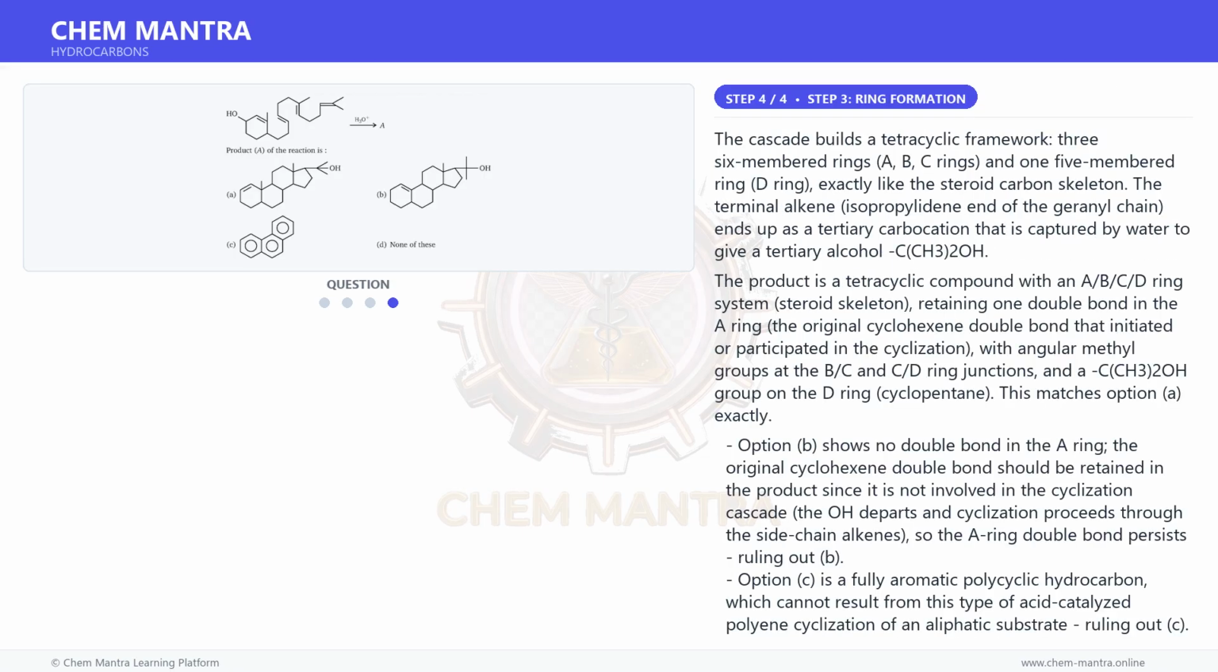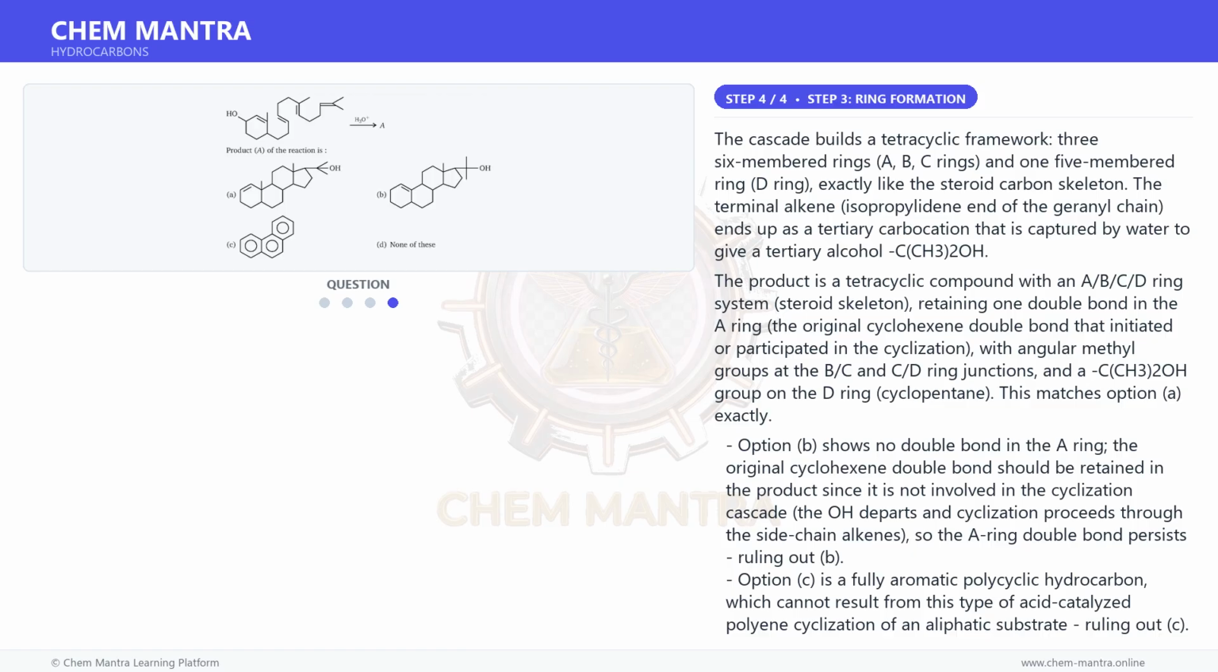And for the final step, the cascade builds a tetracyclic framework, three 6-membered rings, the A, B, C rings, and one 5-membered ring, the D ring, exactly like the steroid carbon skeleton. The terminal alkene, the isopropylidene end of the geranyl chain, ends up as a tertiary carbocation that is captured by water to give a tertiary alcohol, C(CH3)2OH.